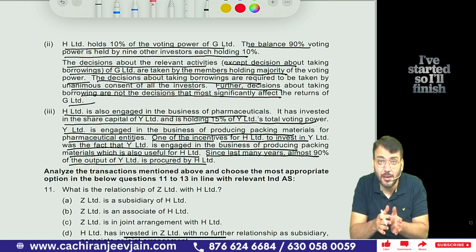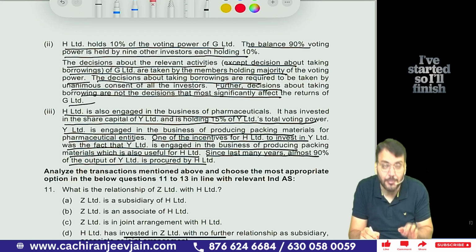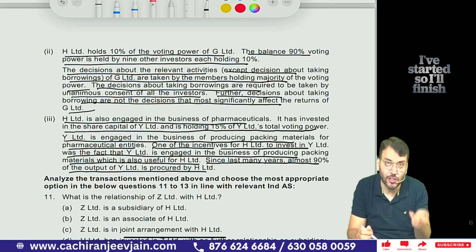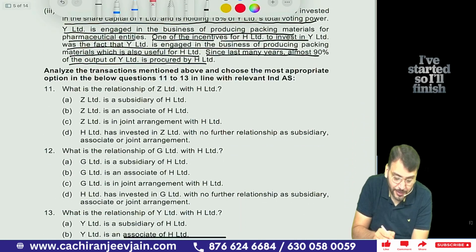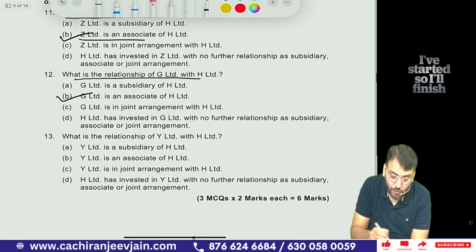It means there is some significant transaction between investor and investee, which indicates that H Limited has some significant influence over the business of Y Limited, and therefore in this case also Y Limited becomes an associate of H Limited. So in all these three cases, the investee will become associate of investor. Okay, let's see what the options are given. What is the relationship of Z Limited with H Limited? Of course Z Limited is an associate of H Limited. It is correct. What is the relationship of G Limited with H Limited? This is also an associate. Correct. B is correct. What is the relationship of Y Limited? This is also an associate. Option number B will be correct.